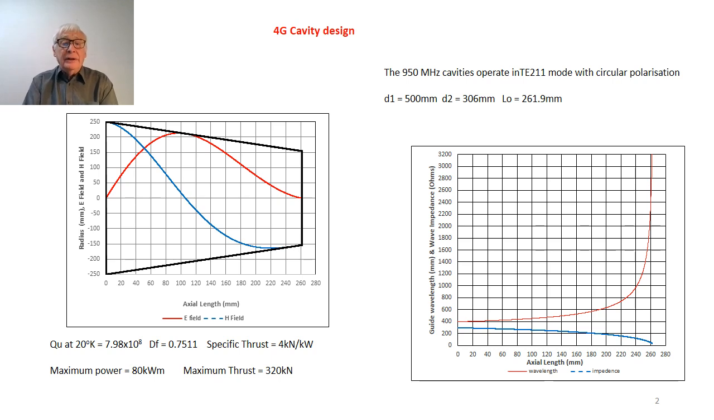And if you run this particular large cavity at its maximum power of about 80 kilowatts, that's 80 kilowatts microwave input, you'll get a maximum thrust of 320 kilonewtons. So that's 30 tons, which is a very useful thrust for the sort of vehicles that we are going to look at and the sort of missions that we're going to analyze.